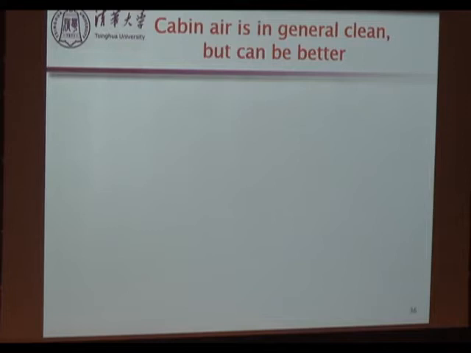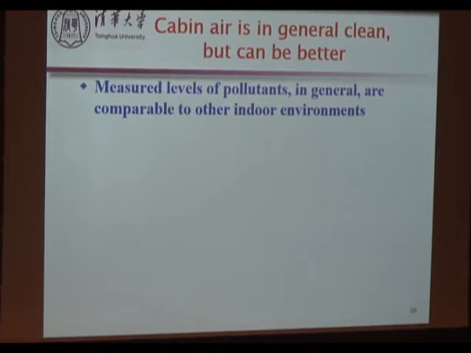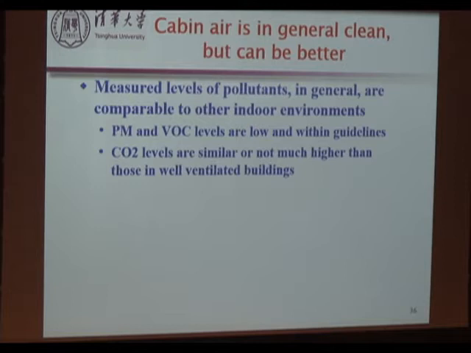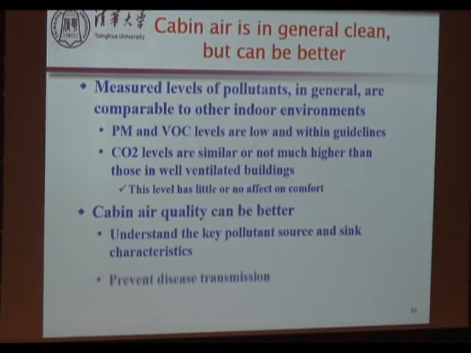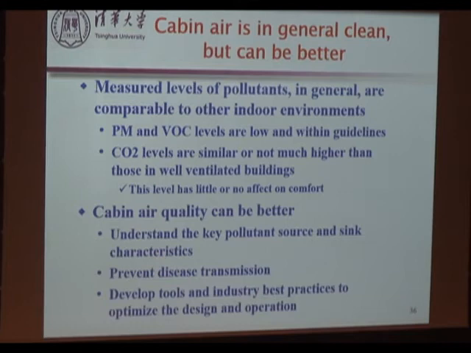If you want some take-home messages about the general condition in the aircraft cabin, here they are, but they may not be that accurate. The major levels of pollutants in general are comparable to other indoor environments. PM and VOC levels are low and within the guidelines. CO2 levels are similar to or not much higher than those in well-ventilated buildings, and the level has little or no effect on our comfort. Cabin air quality, though, can be better, because we need to understand the key pollutant source and sink characteristics, and the transmission of infectious disease is a very important part. We need to develop the tools and the industry best practices to optimize the design and operation.